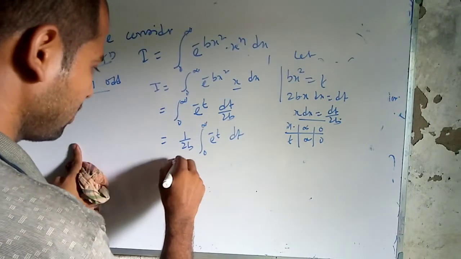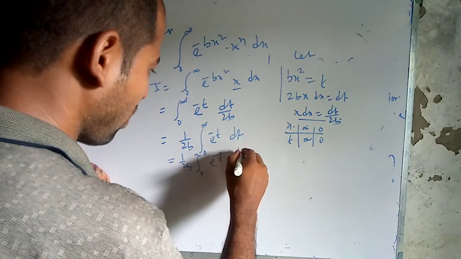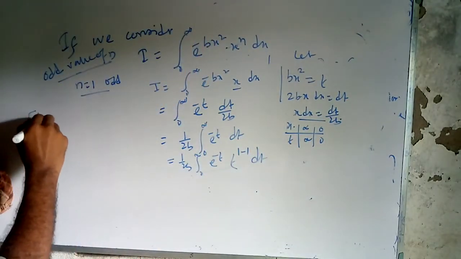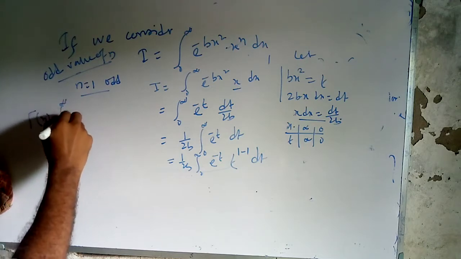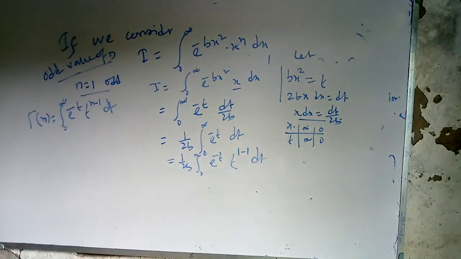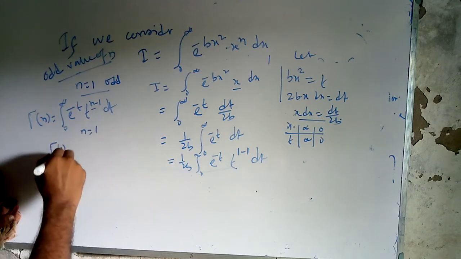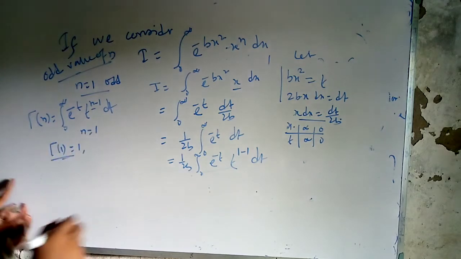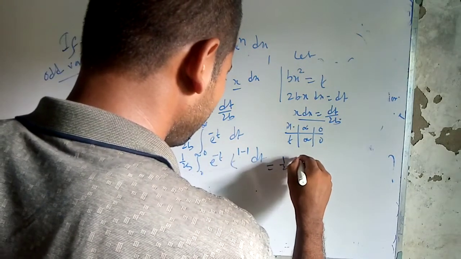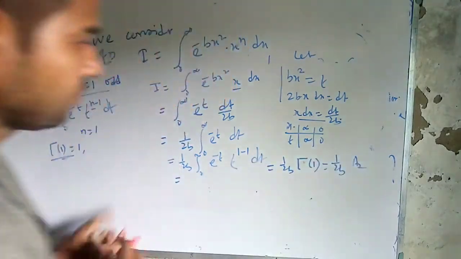You can write it as 1 by 2b times the integral from 0 to infinity of e to the power minus t into t to the power 1 minus 1 dt. The gamma function of n is the integral from 0 to infinity of e to the power minus t into t to the power n minus 1 dt, and here n equals 1. So this is gamma function of 1, which equals 1. This is actually 1 by 2b times gamma function of 1. The answer is 1 by 2b.